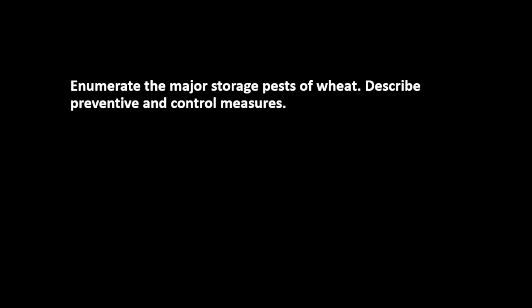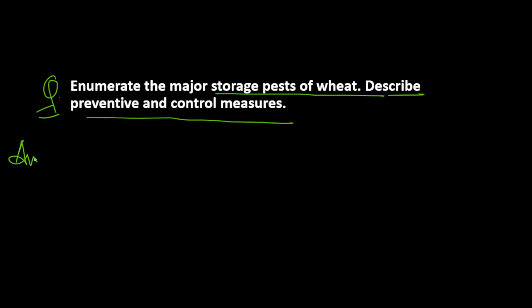So today we are going to discuss the next question of our agriculture optional answer writing practice series. And the question for today is: enumerate the major storage pests of wheat and describe preventive and control measures. So let's see how we can approach this answer.